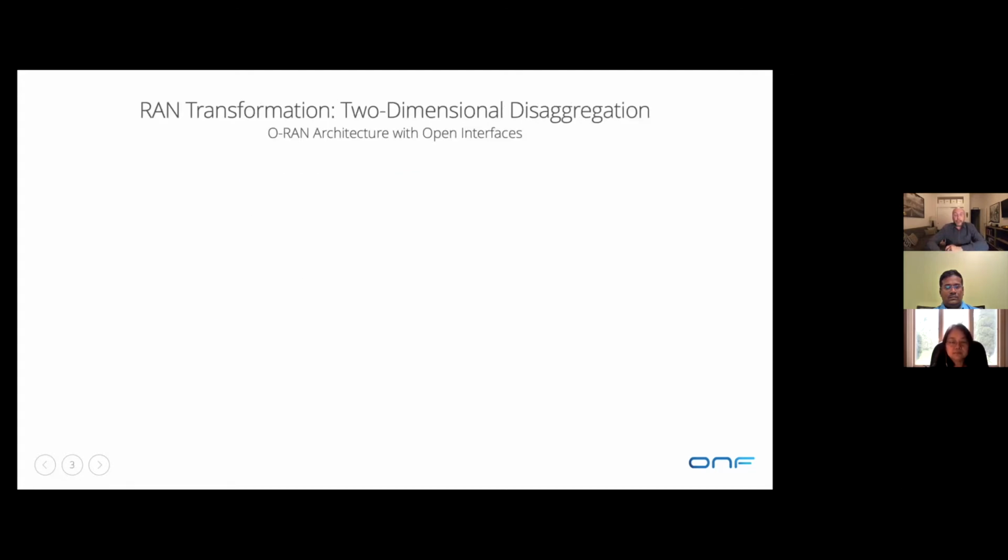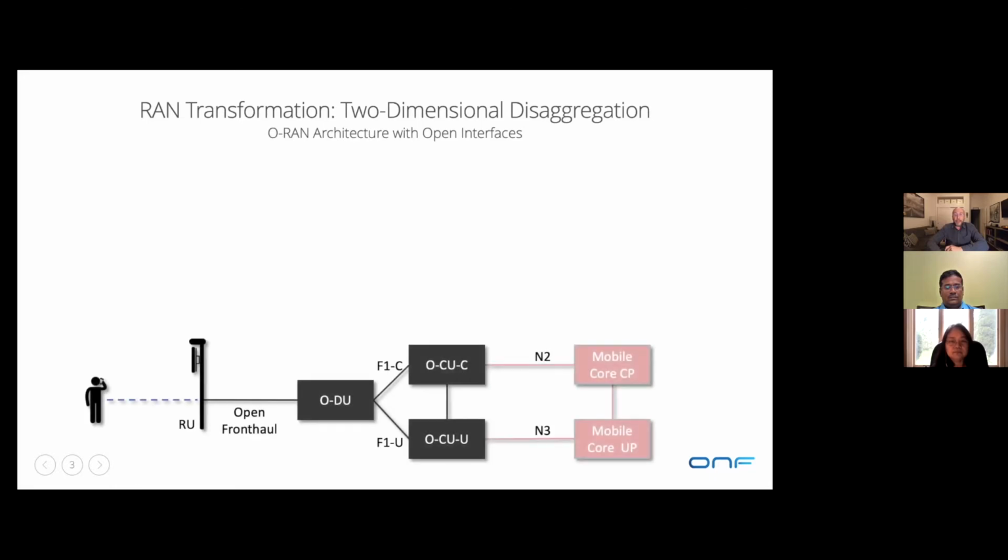So starting from that, we aim to disaggregate the RAN in two dimensions. In the first dimension, we disaggregate the RAN stack into RU, DU, and a CUPS-compliant CU. The open front haul interface between the RU and the DU has been developed and is being maintained by the O-RAN Alliance, and the F1 interface is a 3GPP specification.